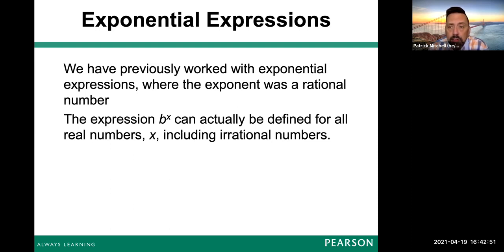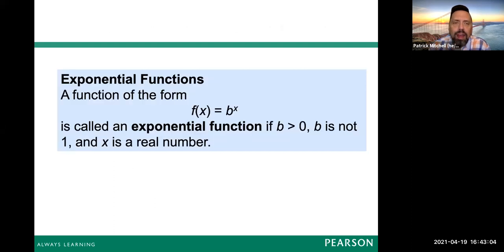And you can define this expression for all real numbers x, including irrational numbers. To go into the details of that, we would need a little bit of calculus, so I'll spare you that for now. All right, so a function of the form f of x equals b to the x is called an exponential function if b is greater than 0 and does not equal 1. Remember that x can be any real number. So the only restriction is that the base has to be positive and it can't equal 1.